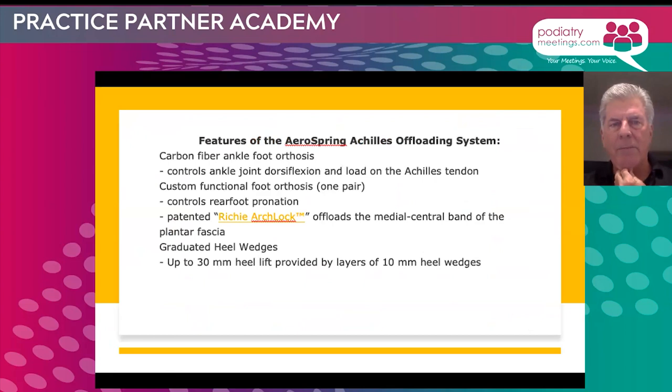Okay, so as I mentioned, we combine, depends on which system. For the Achilles, you don't necessarily have to get the foot orthoses. For the plantar fascia system, we do recommend the foot orthoses, but the other two components are the carbon fiber brace and the graduated heel wedges.